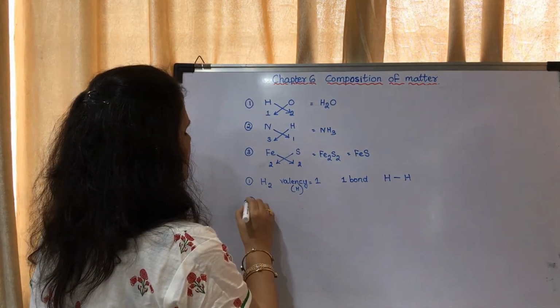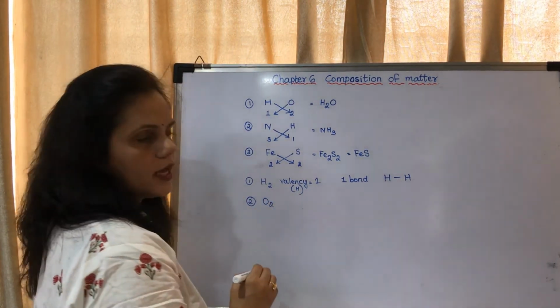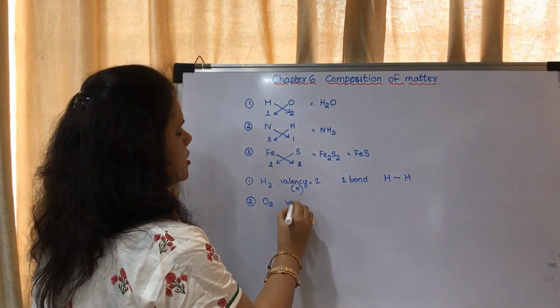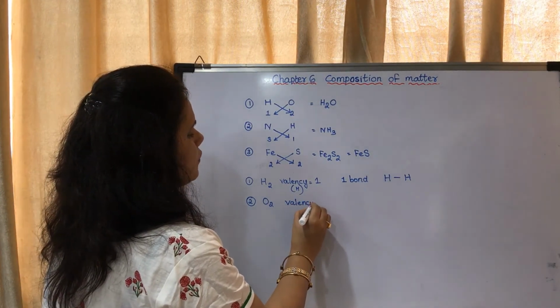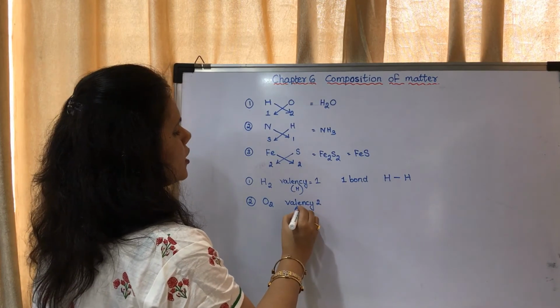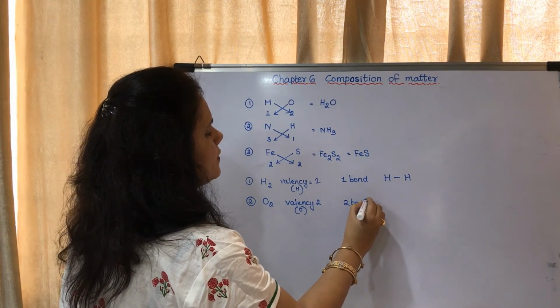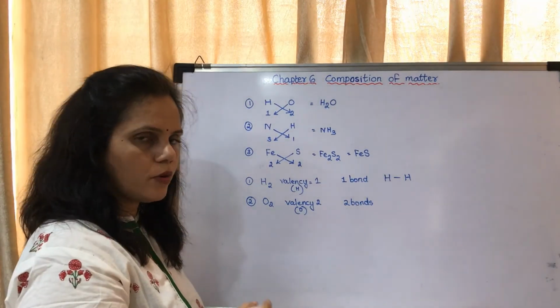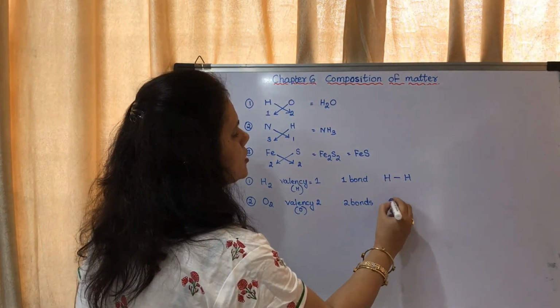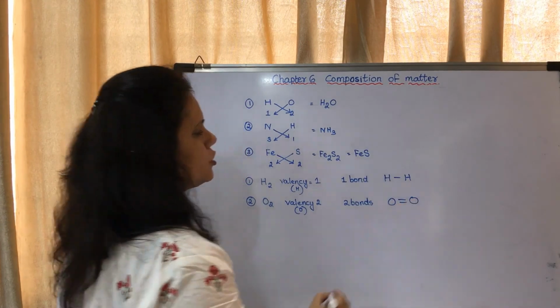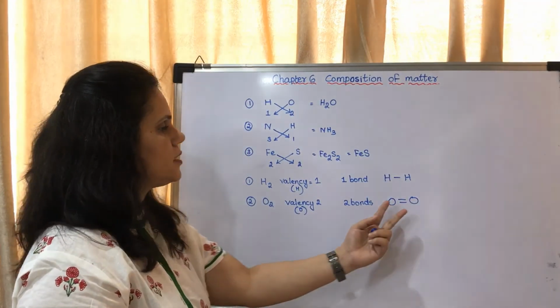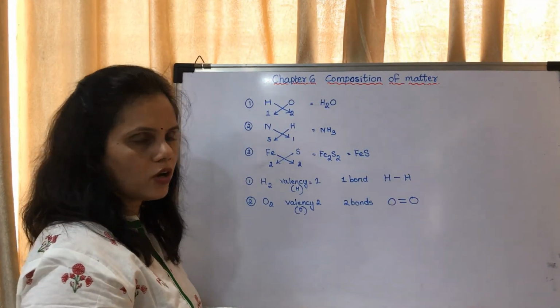Next one is oxygen, O2. The valency of oxygen is 2. So here there will be two bonds. Whatever the valency is, that many bonds will be there. That means oxygen will form two bonds with another oxygen. This is O2, two atoms of oxygen.